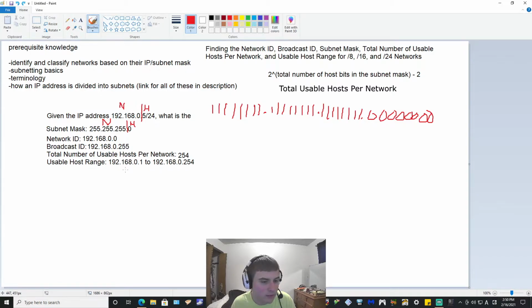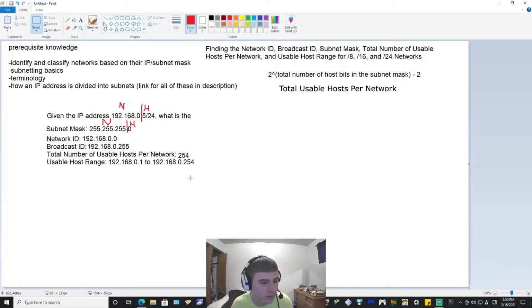So the usable host range is just between this first digit, because we can't use the first one, the network ID, so we just add 1 here. We can't use the last digit, the broadcast ID, because it's the last IP in the network, so we just subtract 1 here. And that's where we got our 254 and our 1 right here. Okay? So really quickly, before we stop, I'm going to go over a couple more questions.